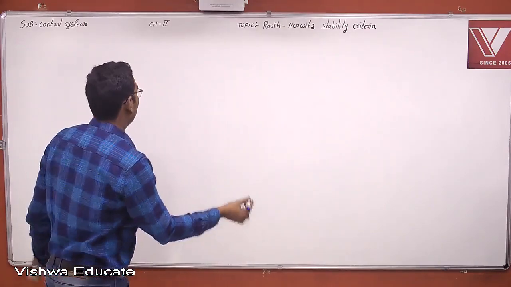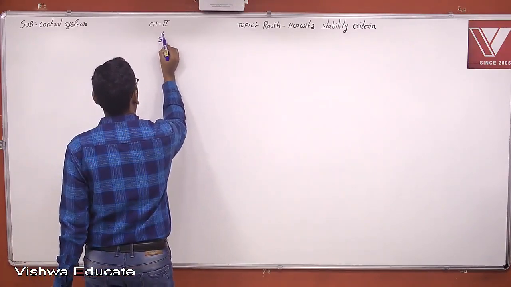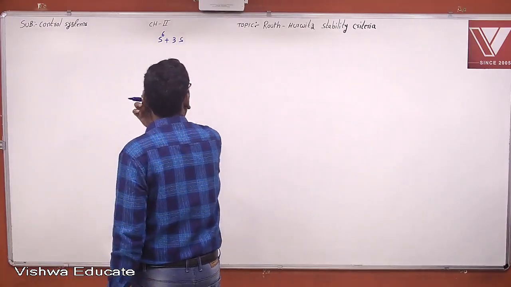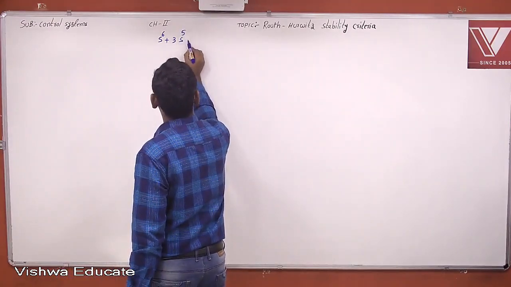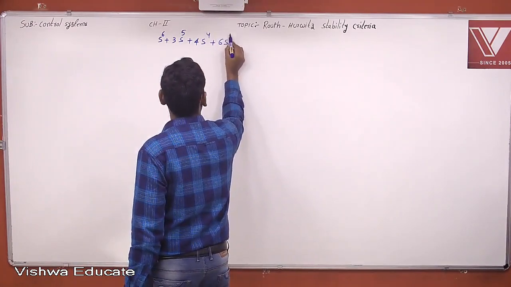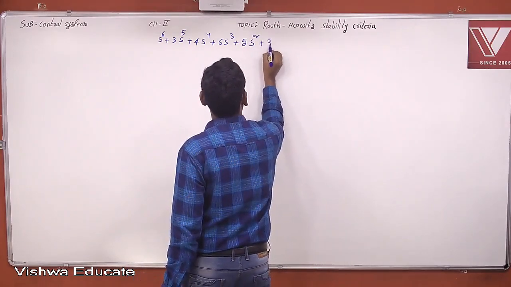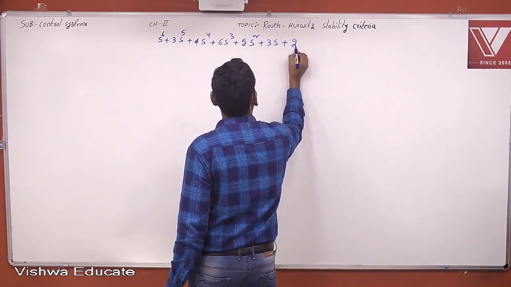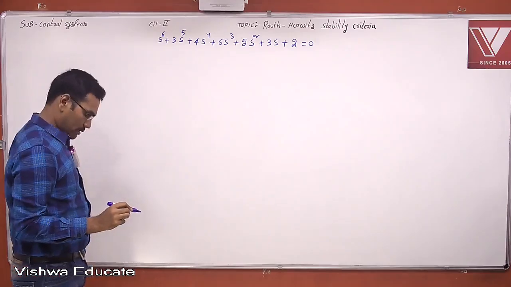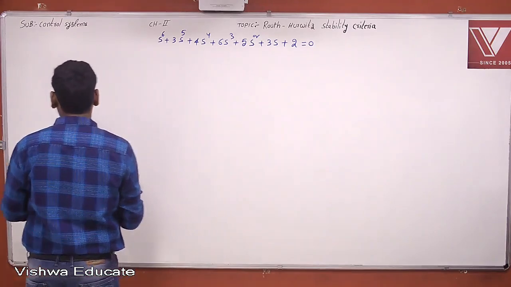Now we'll solve another question. This is the characteristic equation of order 6. Then we will do our normal procedure.